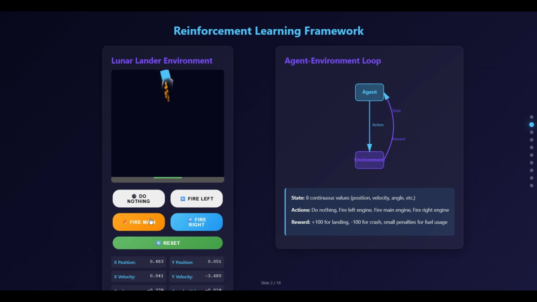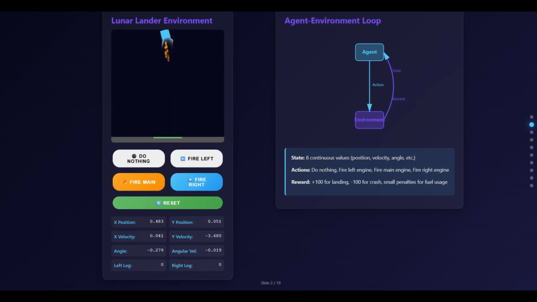The AI, we call it an agent, is constantly in this conversation with the environment. It takes an action like firing the main engine, and the environment responds with two things: a new state, where am I now, and a reward. Land safely, plus 100 points. Crash, -100. Use too much fuel, small penalty. This loop, action, state, reward, is the heartbeat of reinforcement learning. The agent's entire goal is to figure out which actions lead to the best rewards over time.